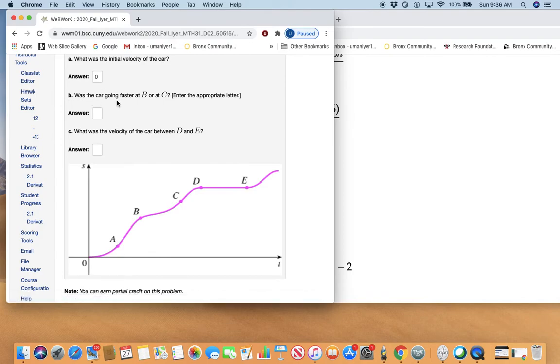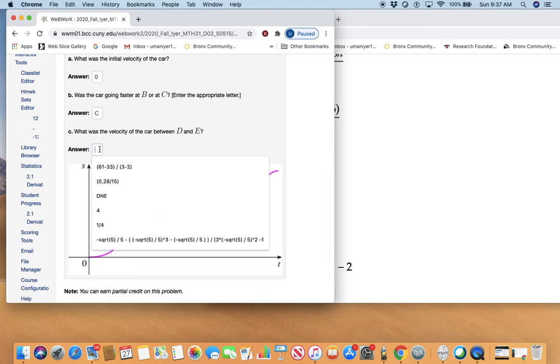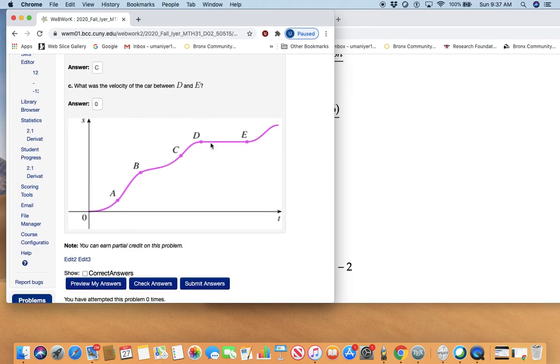Was the car going faster at B or C? B and C. Which one is higher slope? This is not as high a slope as this. This is steep. So C is when it's going faster. What was the velocity of the car between D and E? D and E, it's a horizontal tangent. So velocity is 0. Okay.